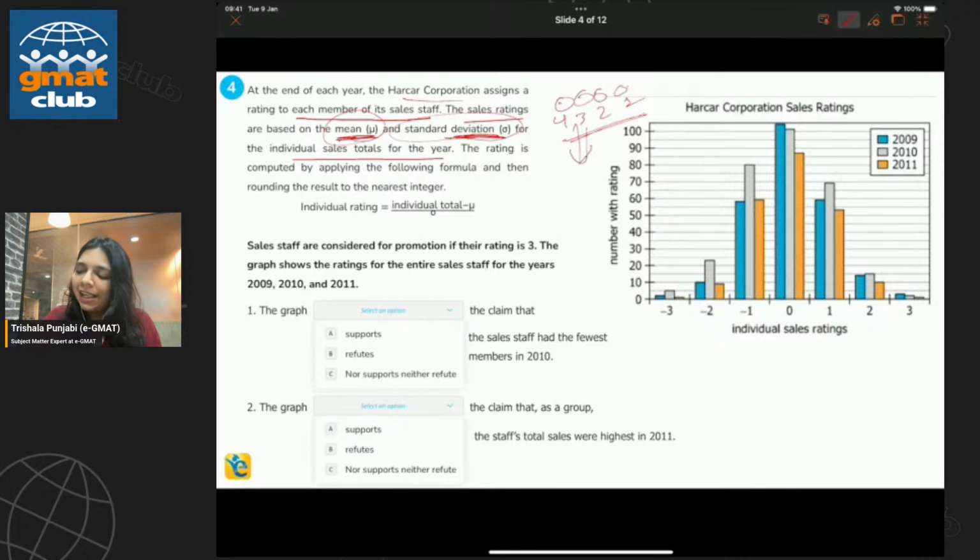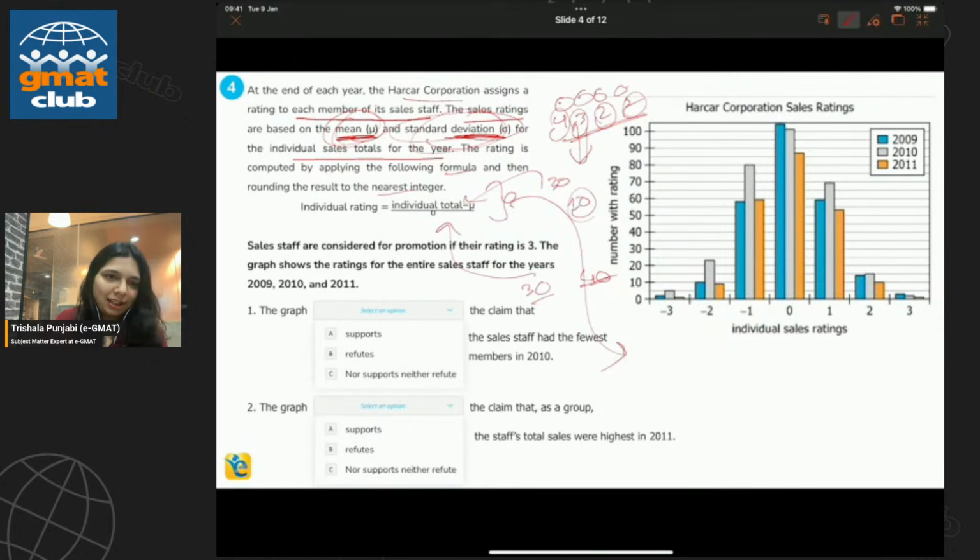So this is a mechanism of the numbers, and there's a formula. It can be computed by applying the following formula and then rounding the result to the nearest integer. And this is the formula. We don't need to go very much into depth about what exactly the formula means. But what we can infer is that the mean and the standard deviation are something that exists for the entire company. For example, if the entire company's mean is 30 and this particular employee is doing 10, his rating will be based on this formula. Versus if this guy's sales are, let's say, 40, he's going to get a higher rating.